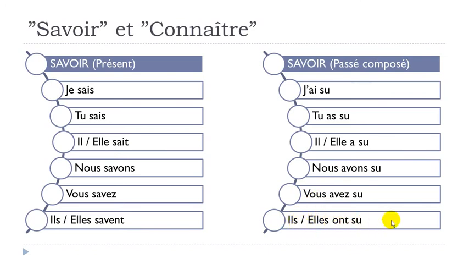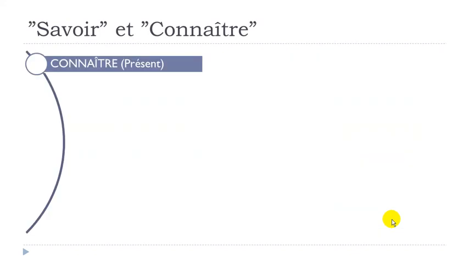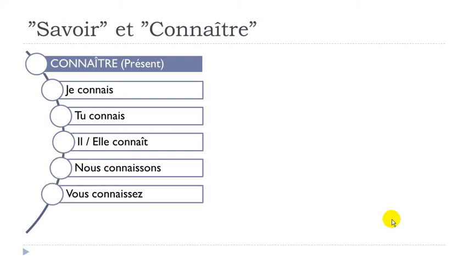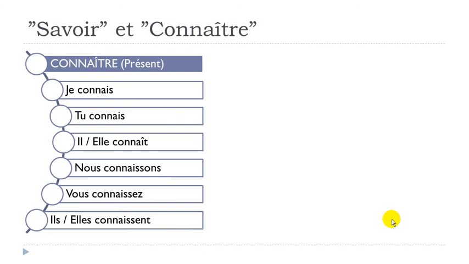Elles ont su. And now, let's see connaître at the present form. Je connais. Tu connais. Il connaît. Elle connaît. Nous connaissons. Vous connaissez. Ils connaissent. Elles connaissent. Same thing as we had for savoir. If you look carefully here, connais, and then connaît. So don't forget this circumflex, even if you don't pronounce it, you should write it. You pronounce these three forms the same way: connais, and then connaît.